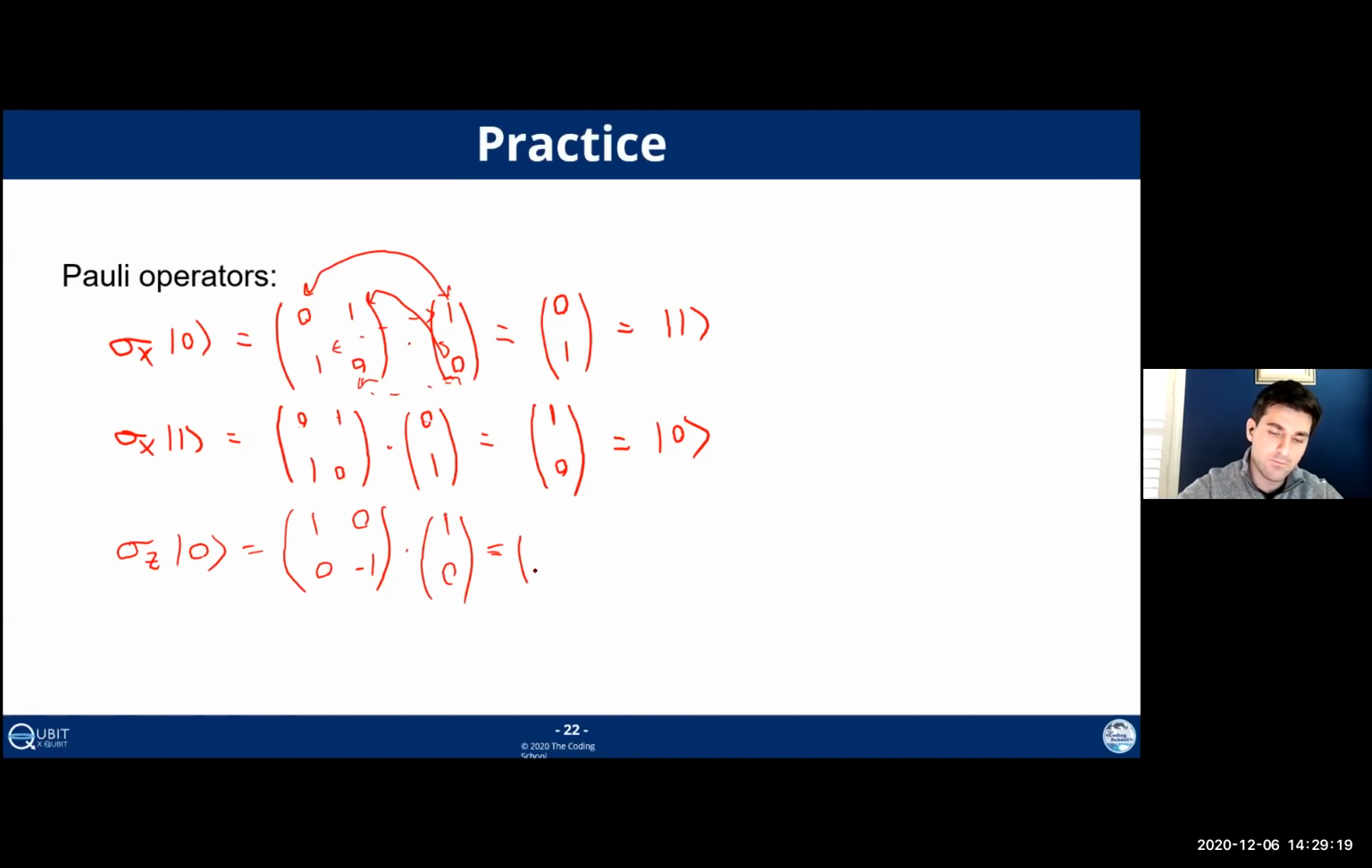Okay, so the first entry is going to be 1 times 1 plus 0 times 0. So that just gives me a 1. And here I have 1 times 0 plus 0 times negative 1, which gives me 0. And this is the 0 state.